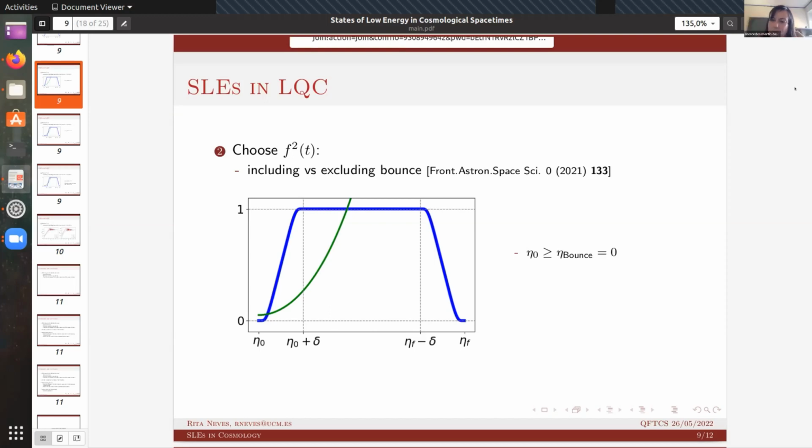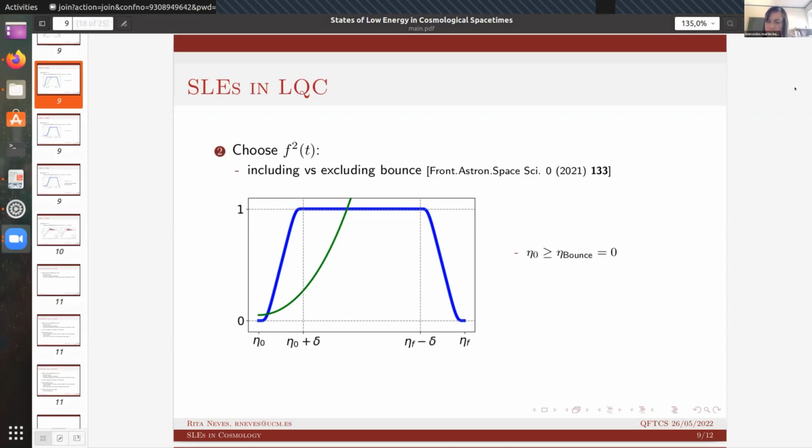Álvaro? Hi, Rita. Is there any physical interpretation of this smearing function? The smearing function is how we define the region in time where we are minimizing the energy density. We care about minimizing the energy density in this certain region. That's what we're doing with the smearing function. And since we're not even caring a lot about the shape of the smearing function, it's really just defining the window. Okay, thank you.